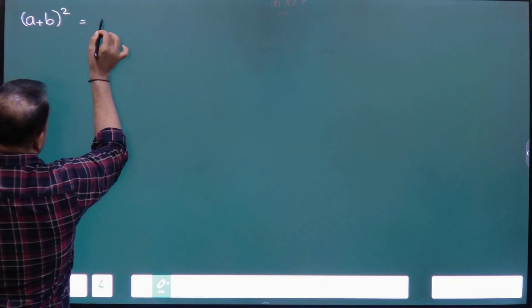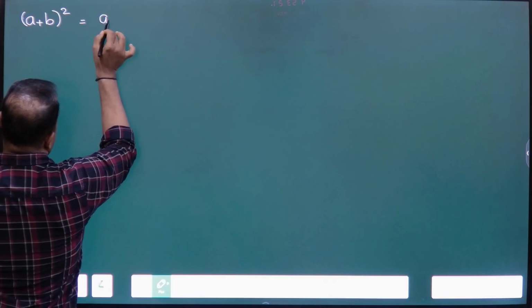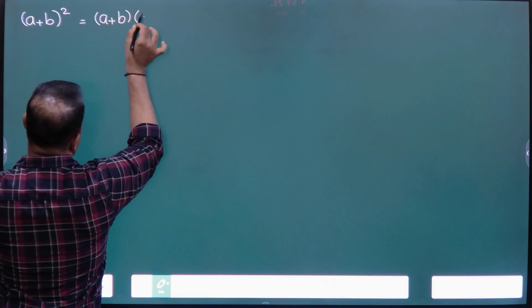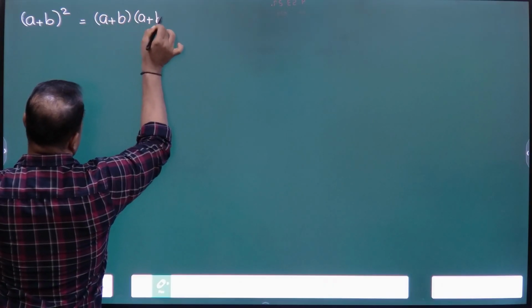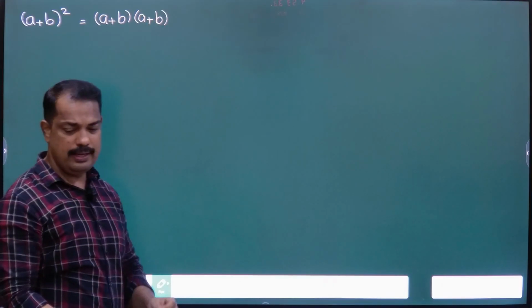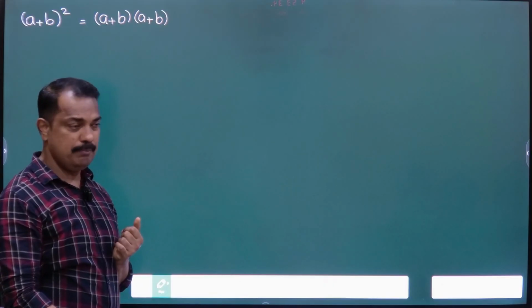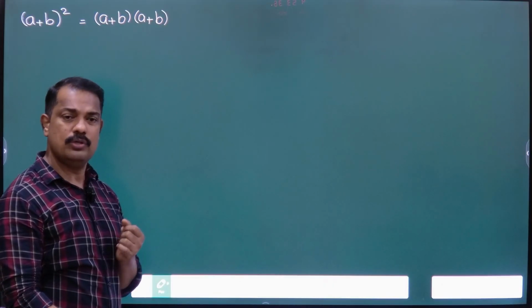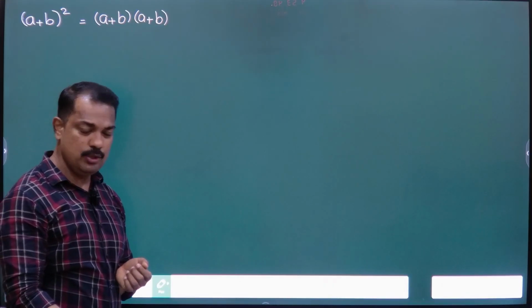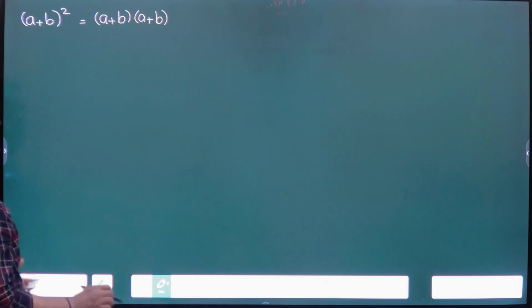What is the meaning of A plus B whole square? A plus B into A plus B. You have to multiply 2 times. A plus B into A plus B. Multiply A plus B 2 times. That is A plus B whole square. A plus B into A plus B. A plus B whole square.